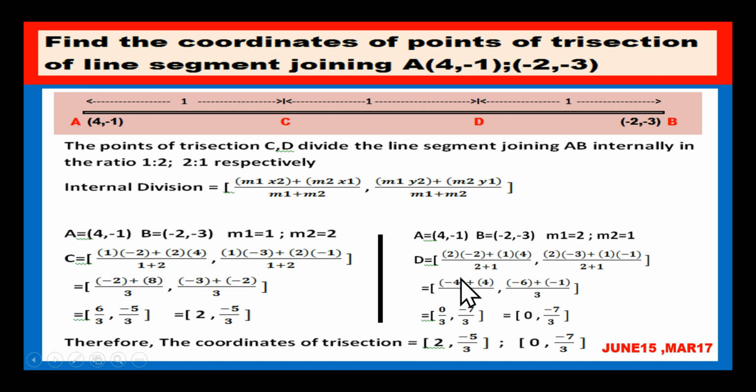What is 2 into minus 2? Minus 4 plus 1 into 4 is 4 divided by what is 2 plus 1? 3. And what is 2 into minus 3? Minus 6 plus what is 1 into minus 1? Minus 1 by 2 plus 1 is 3. Isn't it? Minus 4 plus 4, if we get cancelled, it is 0 by 3 and minus 6 minus 1 is minus 7 by 3. 0 by 3 is 0 and this is minus 7 by 3. Therefore, the coordinates of the points of trisection are 2, minus 5 by 3 and 0, minus 7 by 3. Is it clear, students?